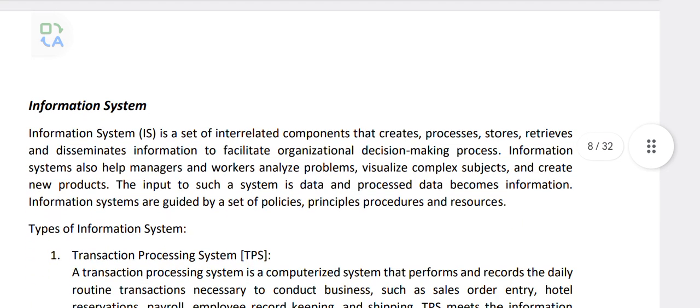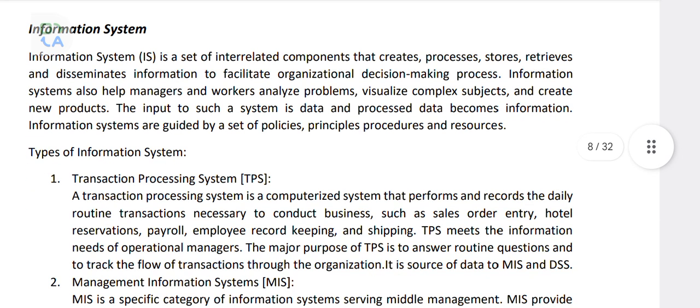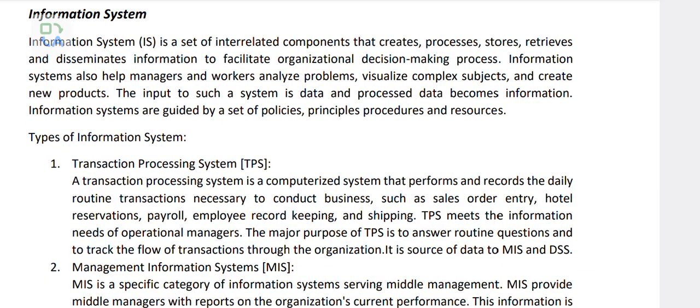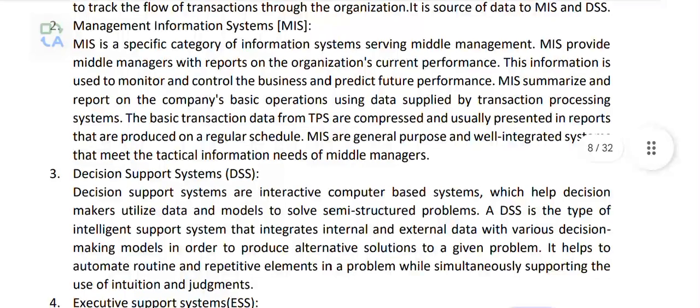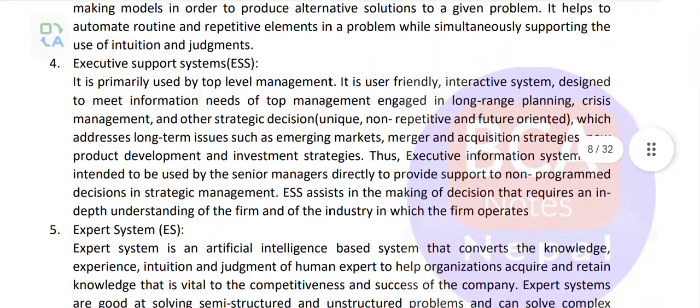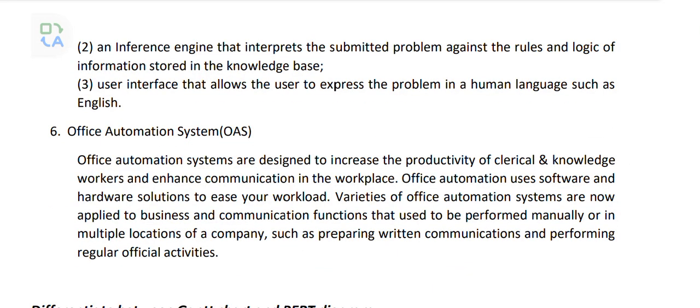The information system is interrelated components that create, process, store, retrieve, and distribute the information to facilitate the organizational decision-making process. Information systems also help managers and workers analyze problems and visualize complex types of information. Types: transaction processing system, management information system, decision support system, executive support system, expert system, the office automation system, OAS.